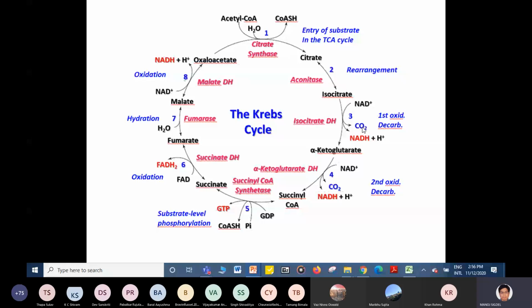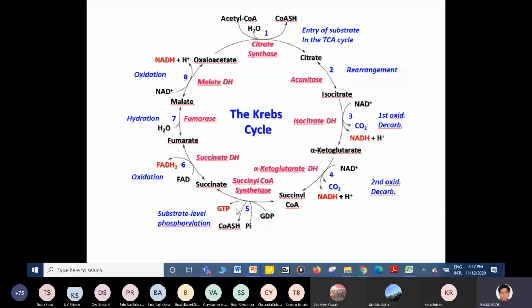Now start from here. Oxaloacetate is a 4 carbon compound. Acetyl group is 2 carbon. Oxaloacetate 4 plus 2 is 6 carbon. This citrate has 6 carbon. Isocitrate has 6 carbon. But now there is decarboxylation. After decarboxylation, now it is a 5 carbon compound. This alpha ketoglutarate is a 5 carbon compound. Again, with the help of alpha ketoglutarate dehydrogenase, there is a second decarboxylation. With this second decarboxylation, succinyl coenzyme A will be produced, and this is a 4 carbon compound. This succinyl CoA, with the help of the enzyme succinyl CoA synthetase, forms succinate.